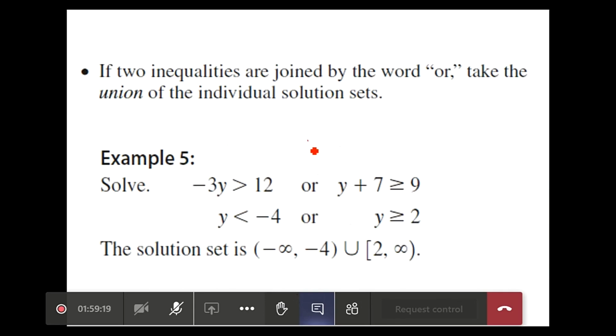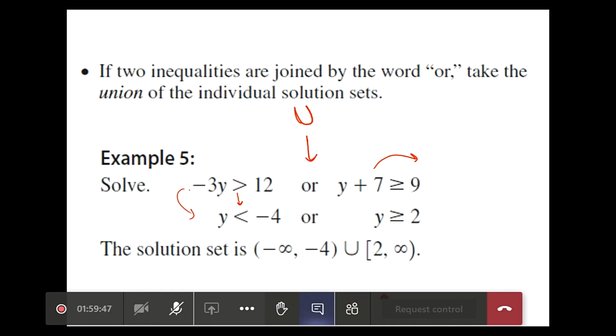Now we have OR. This means union. The first inequality, divide by -3. Look at this negative, so change the sign of the inequality. So we have 12 over -3, which is -4. And move the 7 here, we have 9 minus 7 equals 2. So y greater than 2.